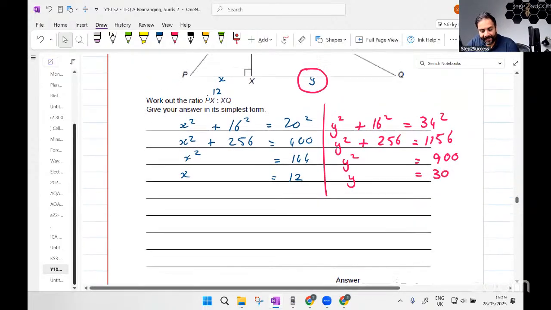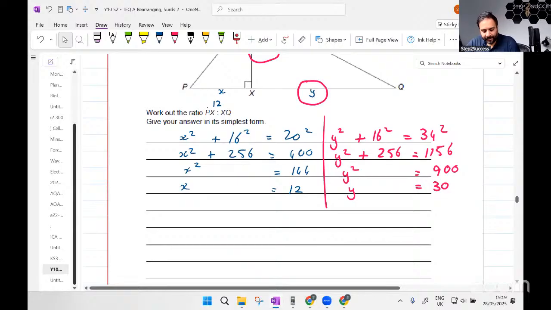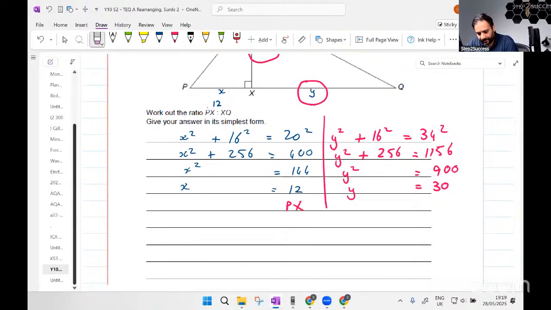Right. And then we haven't quite finished yet. We've done most of the work here. This is px there. That is xq. The question is, what is the ratio px to xq? You have worked out px to be 12 and xq to be 30. They just want your answer in its simplest form. A ratio is just like a fraction. You should be able to find common factors. And the highest common factor here is 6. 6 goes into both 12 and 30. 2 times 6 is 12. 5 times 6 is 30.